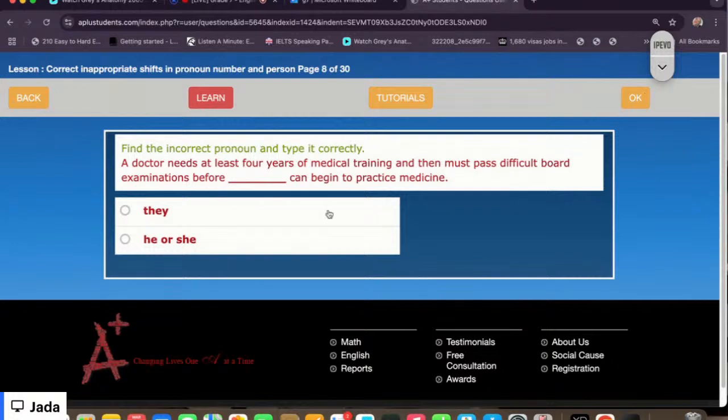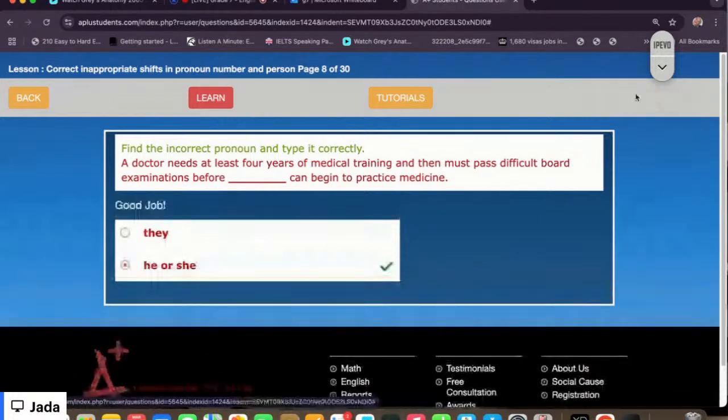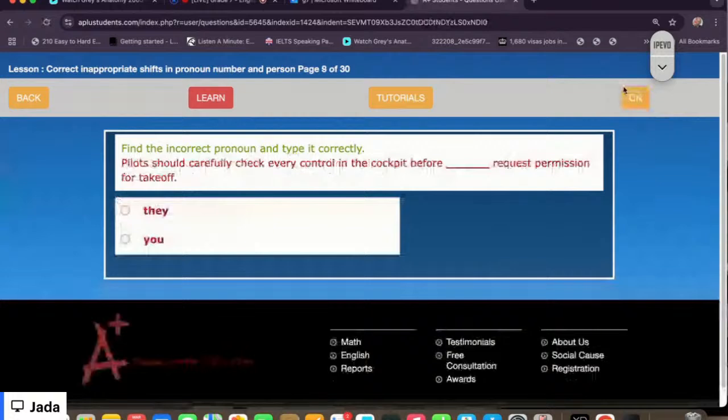Okay, so before he or she can begin to practice medicine. A pilot should carefully check every control in the cockpit before dash requests permission for takeoff. So before they or before you, what do you think?